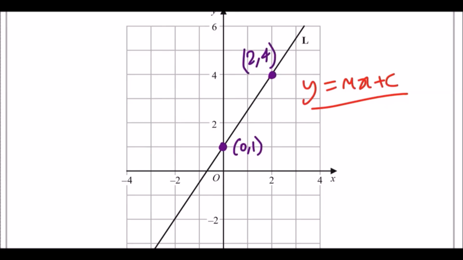Now when you use y equals mx plus c, the c bit is the y-intercept. So you can see it hits the y-intercept at 1. So now immediately our equation becomes mx plus 1.